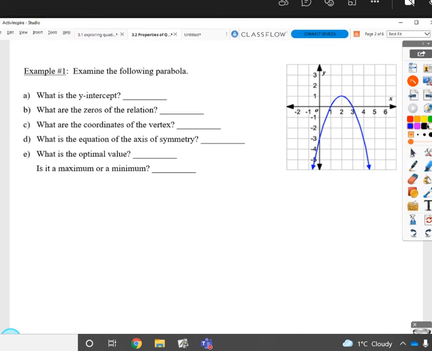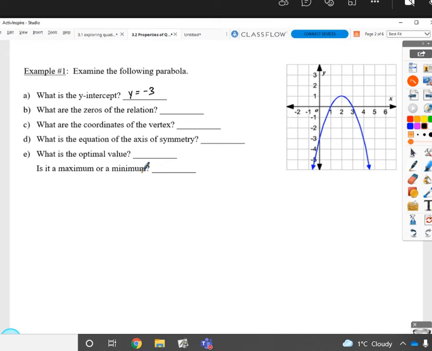Let's examine this parabola here. Examine the following parabola. Okay. What do we know about this sucker? All right. What's the y-intercept here? Who's got it? Y-intercept. What do you think? Yeah, -3. Now, do you put y equals -3 or you just put -3? I'm not entirely sure. I think maybe y equals -3, the y-intercept.